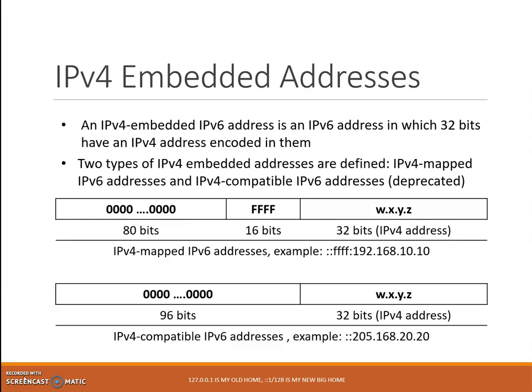The deprecated IPv4 compatible IPv6 address is almost identical to an IPv4 mapped IPv6 address, except the 96 bits, which are 80 bits plus the 16-bit segment, are all zeros. Another difference is that the IPv4 address used in the IPv4 compatible IPv6 address must be a globally unique IPv4 address.